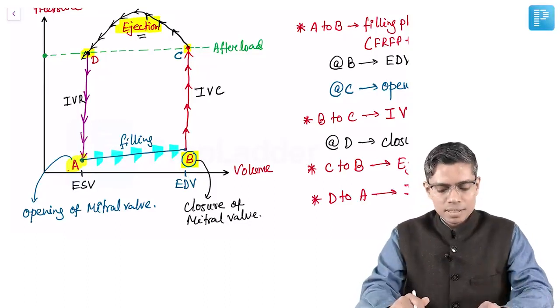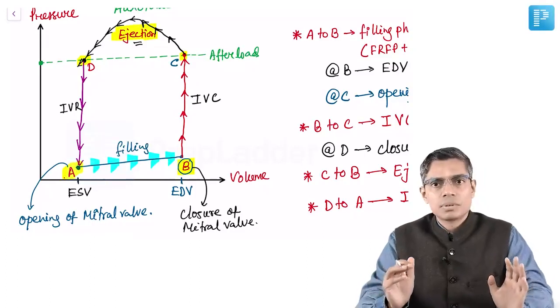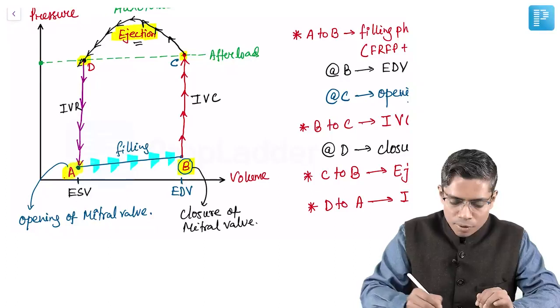So now you see that whenever we plot the cardiac cycle with respect to volume and pressure, it is forming a loop.